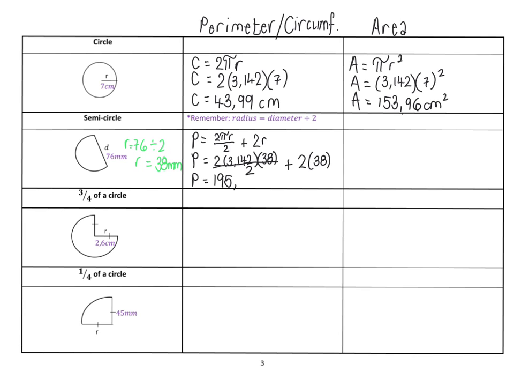195,396. So if we round 396, it becomes 0.40. You don't necessarily need to write the 0 millimeters around the shape. And then for the area, it's quite straightforward. We just say pi r squared divided by 2. So if I substitute, that becomes 3,142 times the radius of 38 squared, and that should be divided by 2.